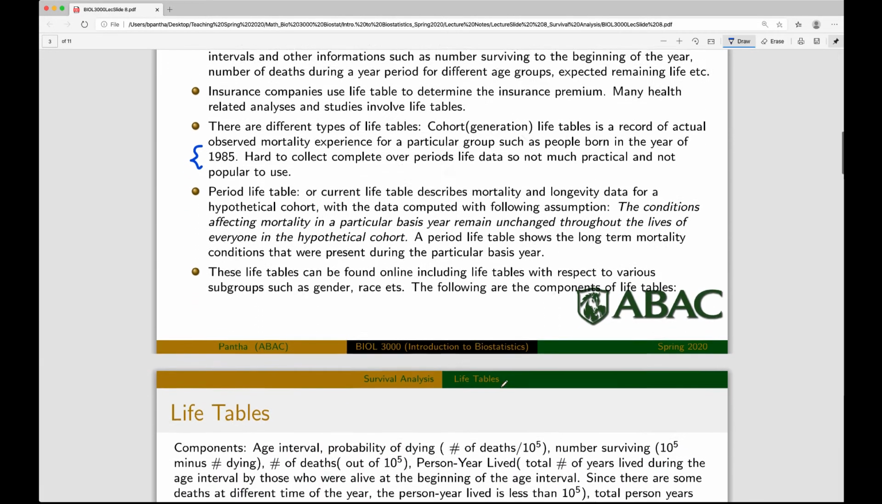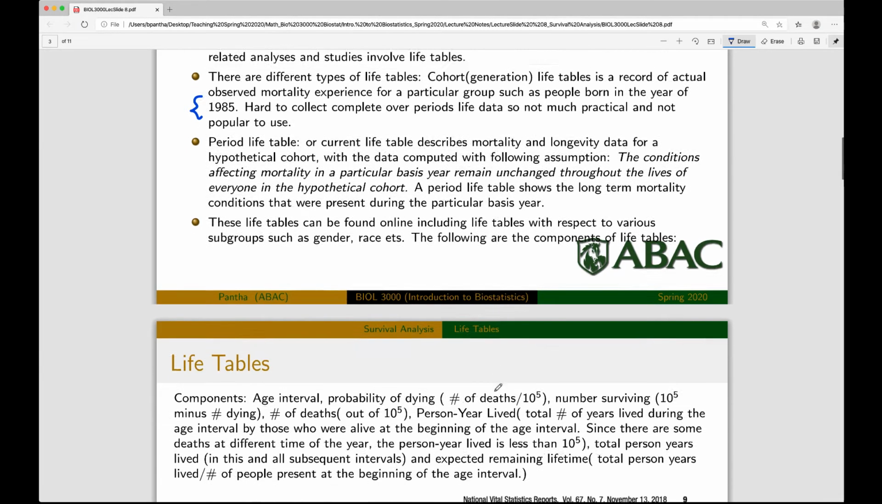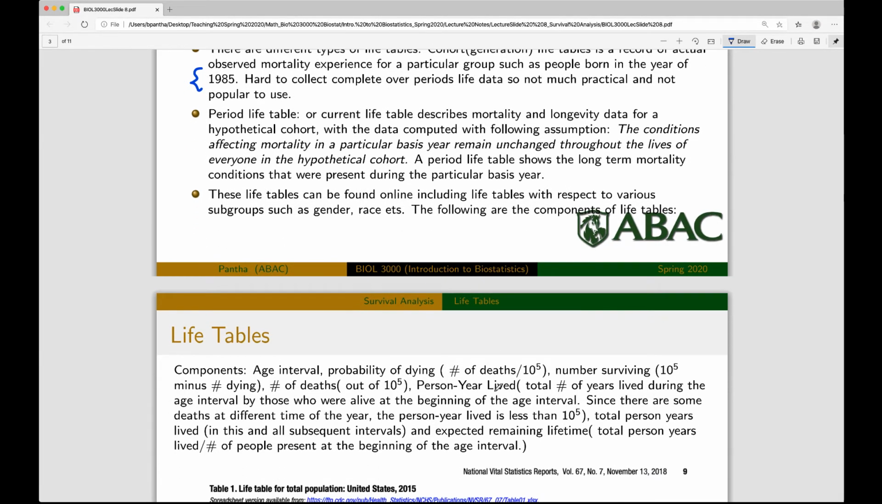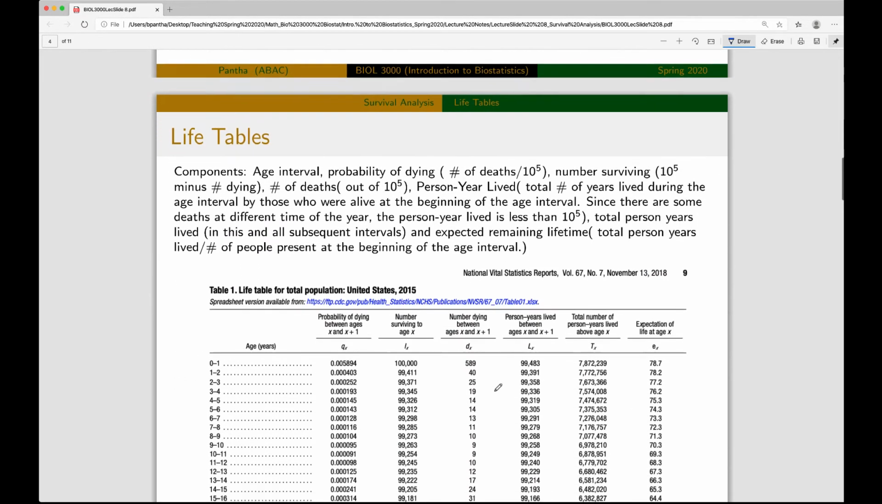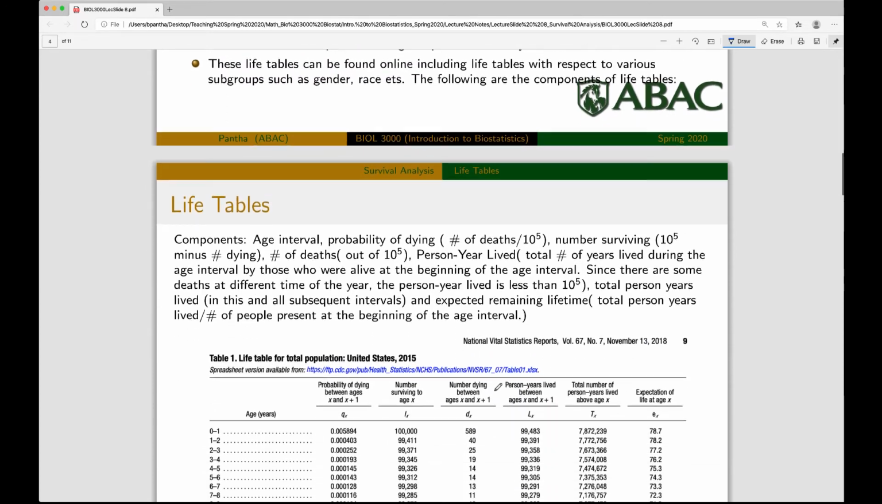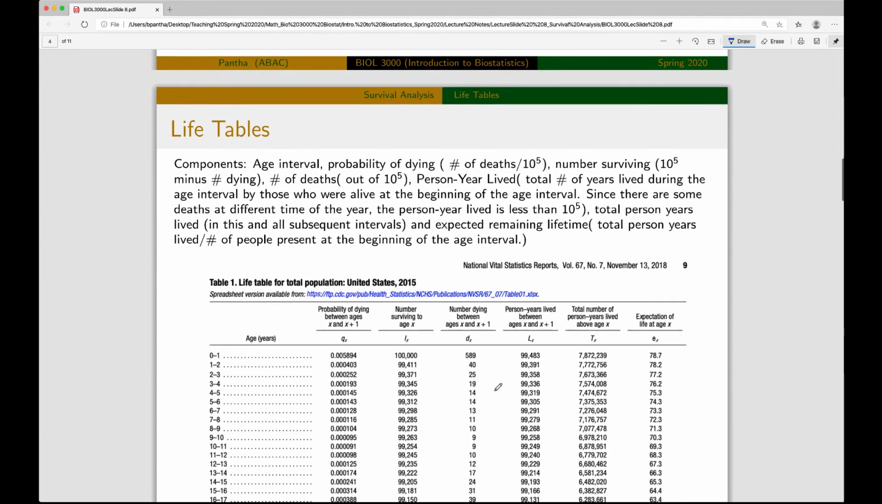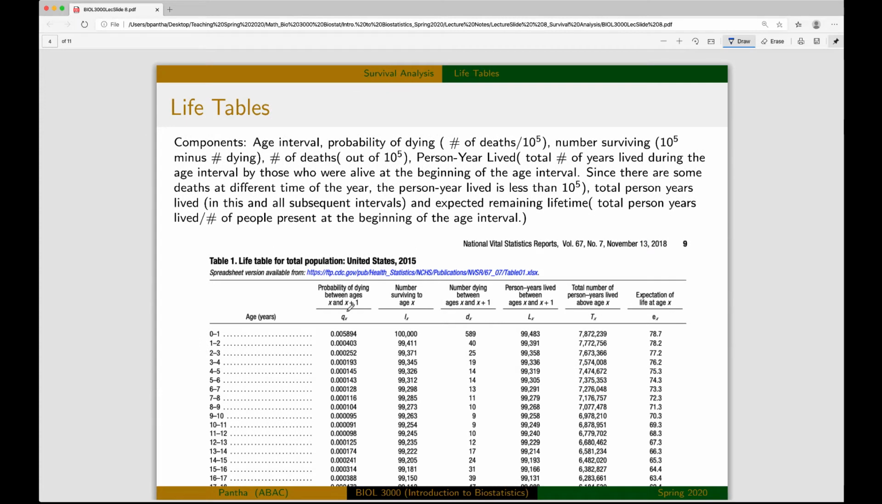These life tables can be found online, including life tables with respect to various subgroups such as gender, race, etc. The following are the components of the period life table. One is the age. Age is given in an interval, x to x plus 1: 0 to 1, 1 to 2, 2 to 3, and so on. That age interval is the first column.